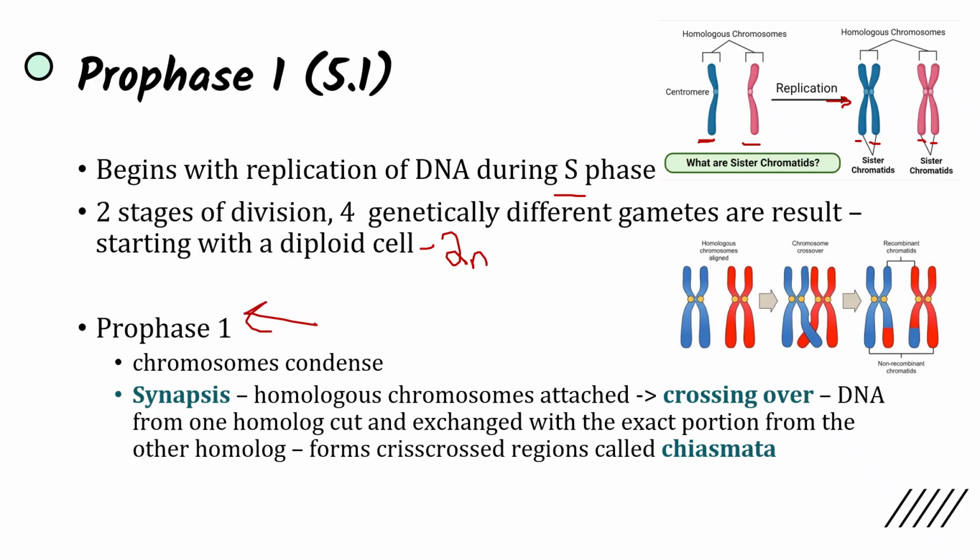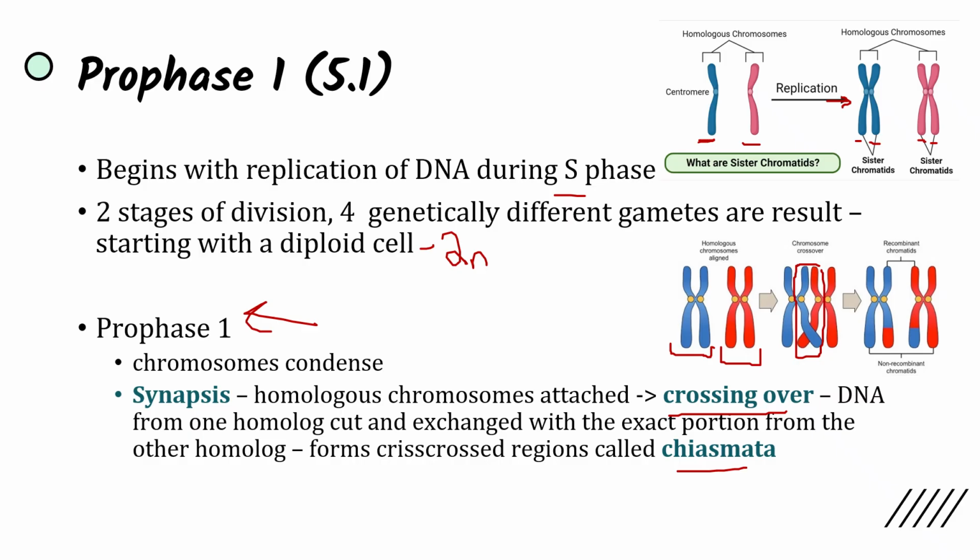Chromosomes are going to condense just like they do in the beginning of mitosis. And then homologous chromosomes are going to attach, and what's called crossing over is going to occur. So here we have our homologous, here's our maternal and paternal chromosomes, and each one has the sister chromatid from DNA replication. But what's going to happen is these internal sister chromatids are going to attach at what are called synaptic complexes, they're going to form crisscross regions called chiasmata, and what's going to happen is DNA from one chromosome is going to be cut and exchanged with the exact portion from the other chromosome.